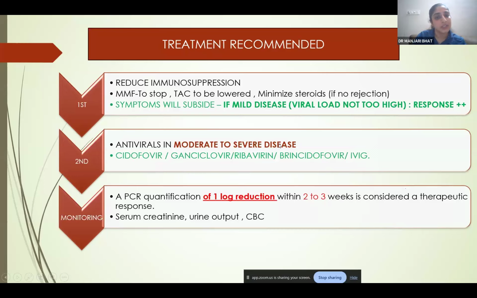In case of moderate to severe disease, antivirals in the form of cidofovir, brincidofovir, ganciclovir and ribavirin, and IVIG can be tried. Now, how do we monitor these patients? A PCR quantification of 1 log reduction within 2 to 3 weeks is considered a therapeutic response, and we monitor their serum creatinine, urine output, and CBC.